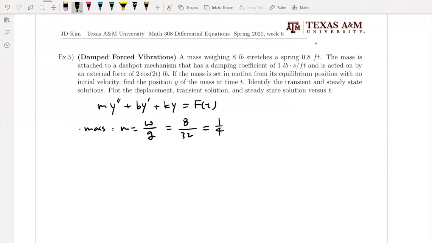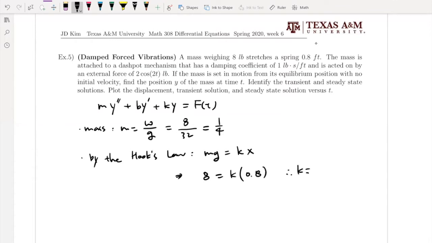And what about the spring coefficient? It can be found by Hooke's law, right? So what you're going to do is mg, which is the mass weighing, is equal to kx, okay? My mg is given by 8 pounds. k times the stretching amount is 0.8 feet, right? My k is 8 over 0.8, which is 10. Okay, so we are almost ready.